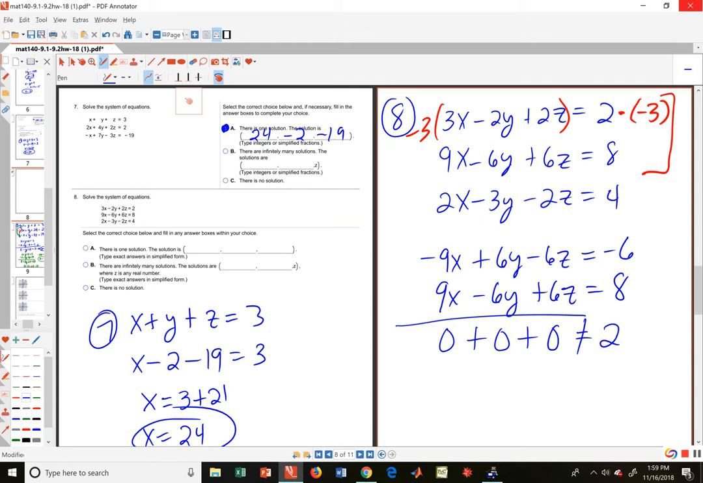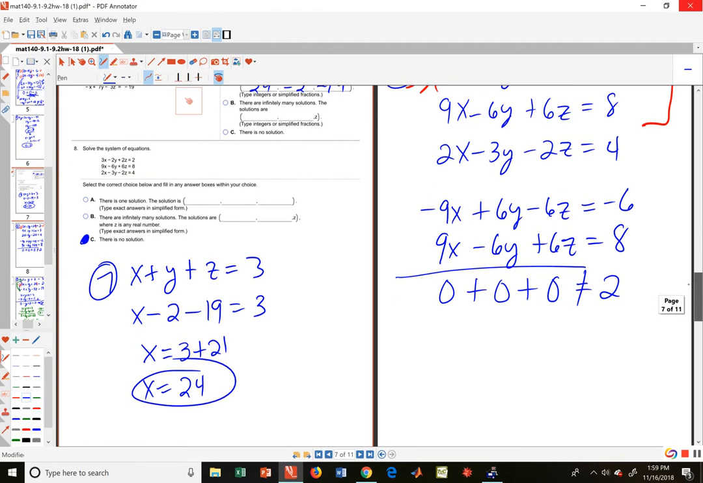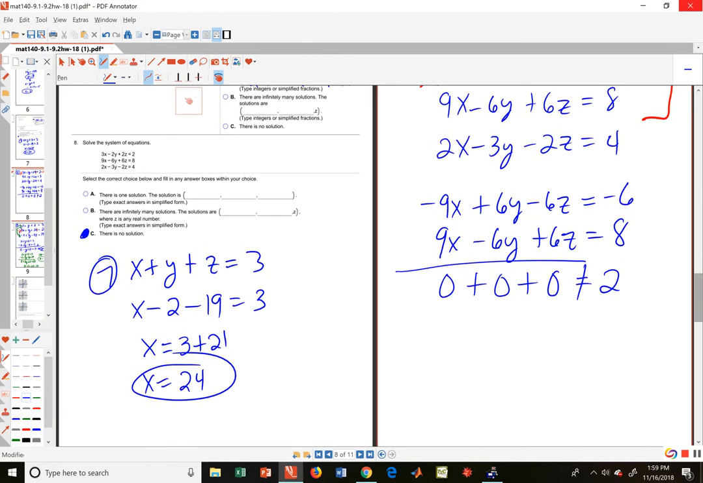0 cannot equal 2. Now, make sure you didn't make a mistake. Double check your distributing and all the stuff like that. But as soon as you get an inconsistent situation, there is no solution, and you don't have to go any farther. Now, if 0 does equal 0, then you're going to have to solve for x and y in terms of z, and plug those into those two slots. But there's no solution on this problem, and we are done.